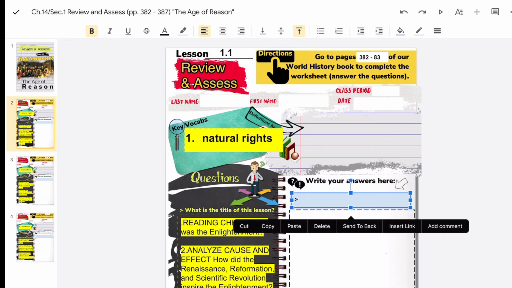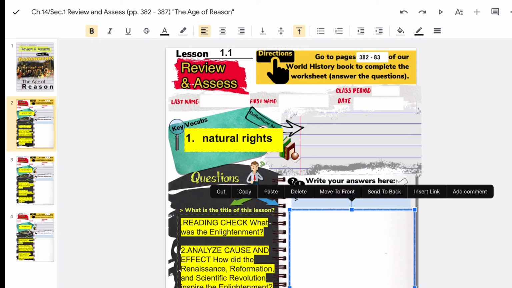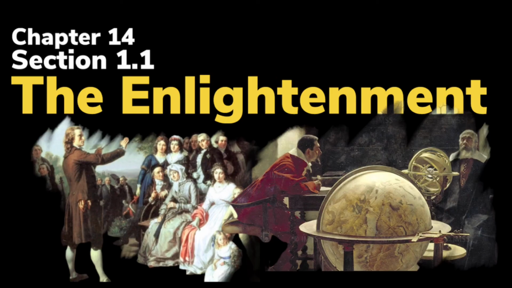And of course, if you want to get full credit, on top of having the correct answers, you need to write in complete sentences. Now, it is very important that you use your own words as well. So I guess that's it. So that's our first lesson for section 1, the age of reason, and that is all about the Enlightenment.